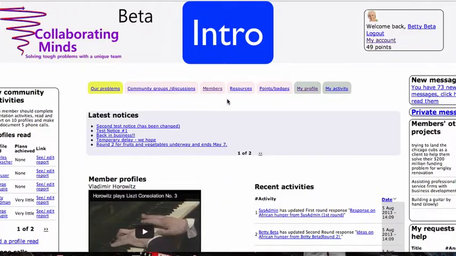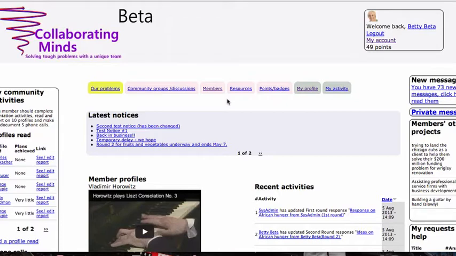This is what you'll see as you log in. There's information about community members, including a spot for brief audios we'll add, and information about the problems that we're working on as a team. Members can go to focus on either the community or the problems. Let's start with the community.